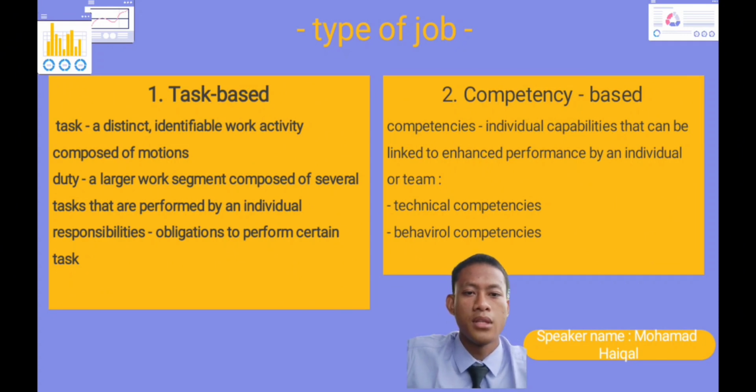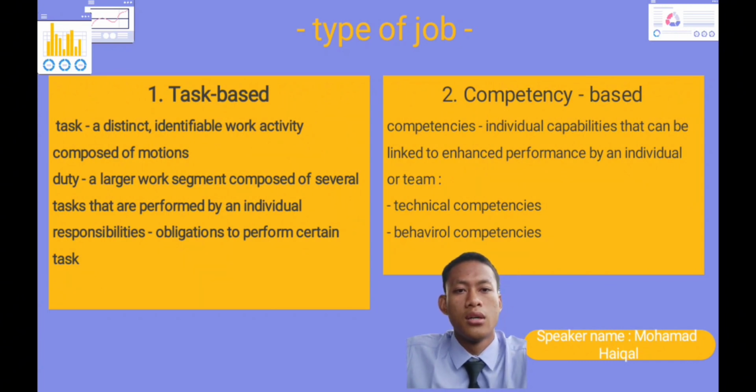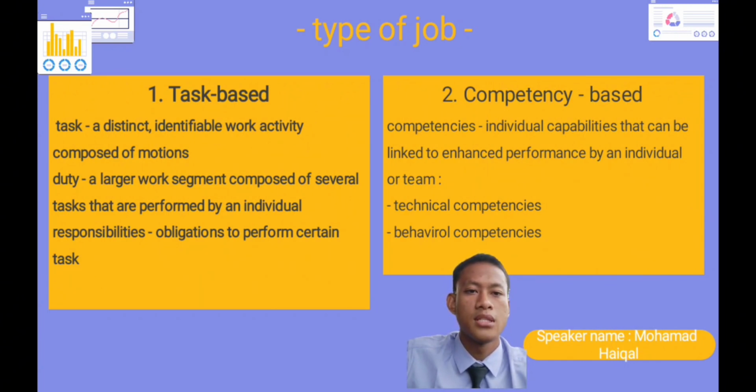Point number 2 is competency based. Competency based job analysis, technical competencies and behavioral competencies, are key components used to assess an individual's suitability for a job role. Number 1, technical competency. Technical competency refers to the specific knowledge, skill, abilities that are required to perform tasks and function within a job role. This competency is typically related to technical expertise, industry specific knowledge, tool, system and procedure.